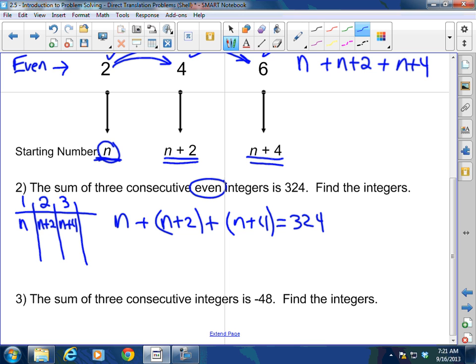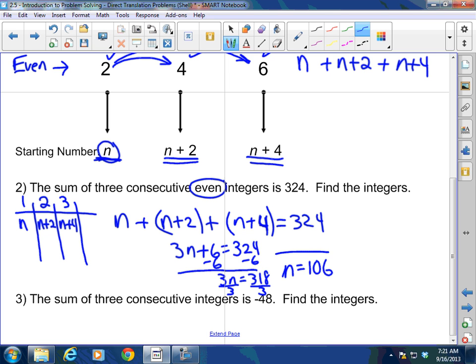n plus n plus n is 3n. 2 plus 4, I've got to be clear, 2 plus 4 is 6. Sorry about that. Equals 324. Subtract 6 from both sides. 3n equals 318. Divide by 3 on both sides. n equals 106. Sorry about that.